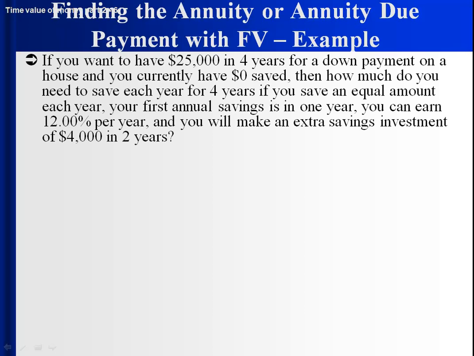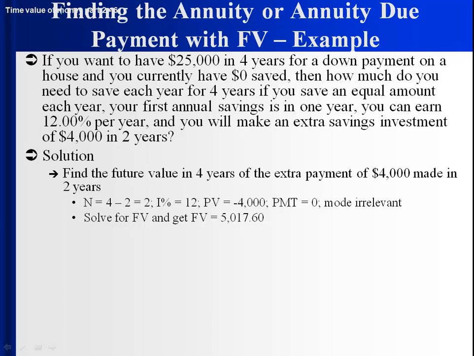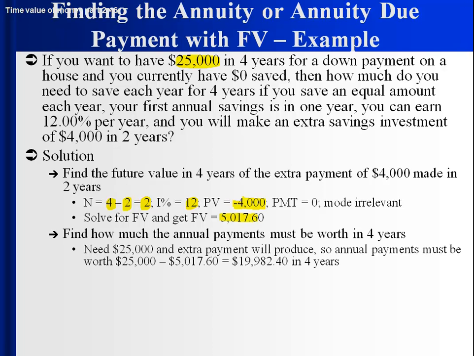So let's attack this problem. If we make a special extra payment of 4,000 in 2 years, and we want to know how much we'll have in 4 years, it'll be invested for 2 years, from 2 to 3 and from 3 to 4. So 4,000 times 1.12 squared would get us roughly $5,018. But our goal is 25,000, and therefore the 4 regular payments that start in 1 year have to contribute $19,982.40.